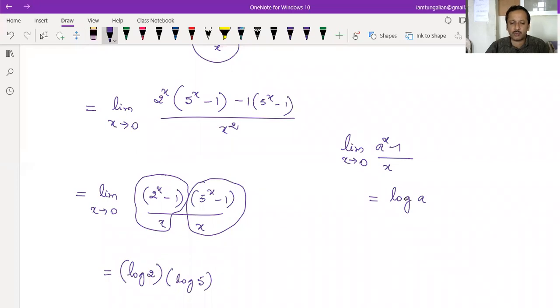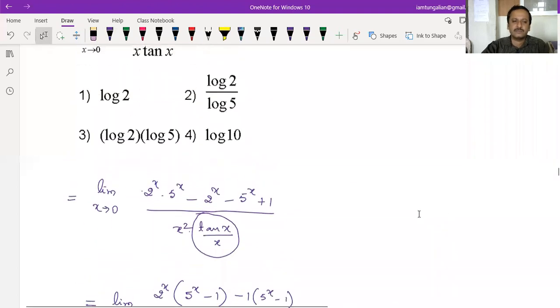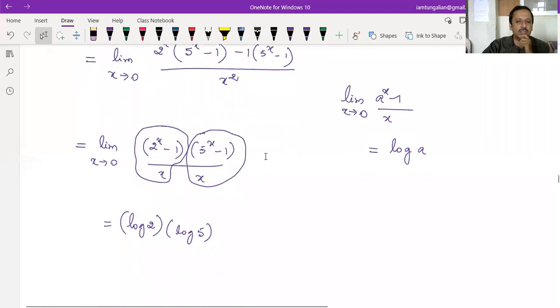Don't further simplify, not possible. Don't write this as log 10 or log 7, etc. So observe, the third option is the answer, log 2 into log 5. I'm using the formula limit x tends to 0, a power x minus 1 divided by x is equal to log a.